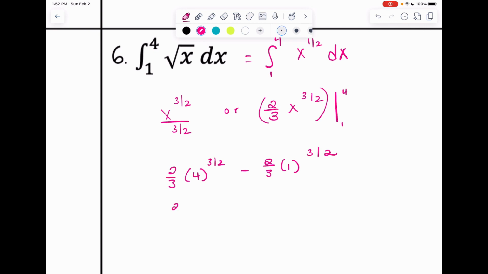And if we need to, we could rewrite this. If this is hard to compute, we could rewrite this back so that it's in radical format like the problem was. That might make it easier to come up with some answers here. So this is going to give me, let's see, 16 over 3 minus 2 over 3, or 14 over 3.